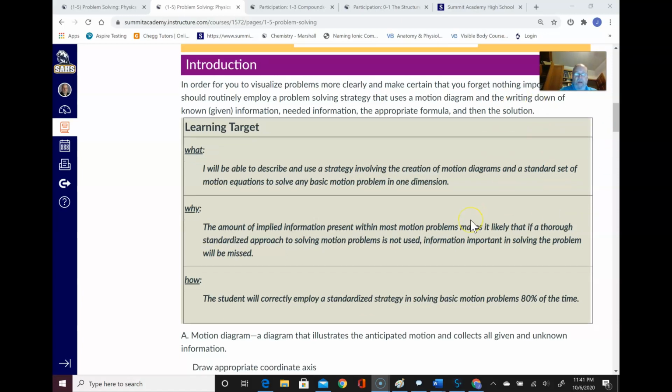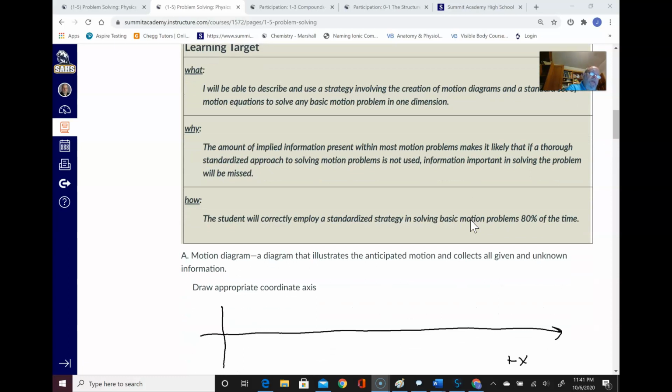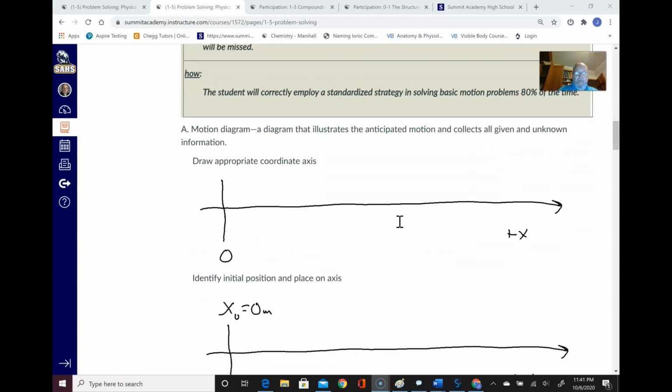Okay, that's our goal. And again, the reason that you want to do this is because there's so much information in a lot of these problems that's just implied and it's not really stated. And unless you have this pattern of activity that collects all of this information, then it's going to be difficult for you to be successful here. So we've got this standardized approach to solving motion problems that we need. Without it, important information will be missed. And then the how of this, in other words, how will you show me that you know this? You will correctly employ a standardized strategy in solving basic motion problems 80% of the time.